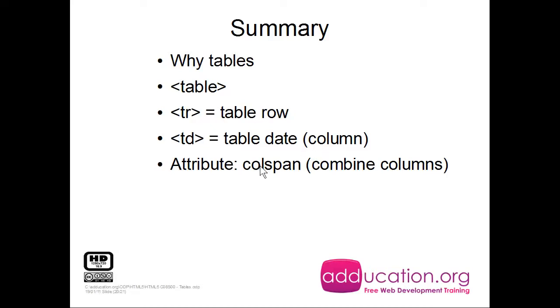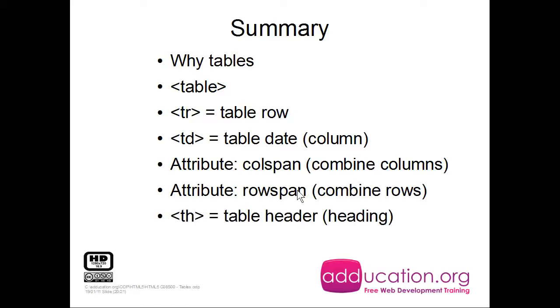We discussed the colspan, so put it into the table data, and you can combine columns. In my example I had 2, but you can also say I want to do a colspan of 3. It's your choice. Then the rowspan, combining rows, and at the end we saw the heading. Just use TH for table header to display the header.